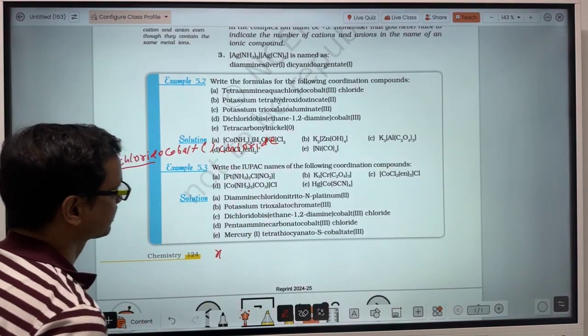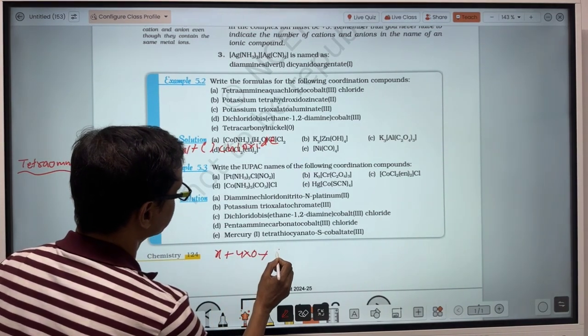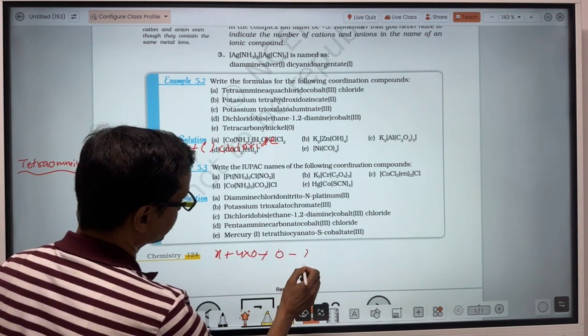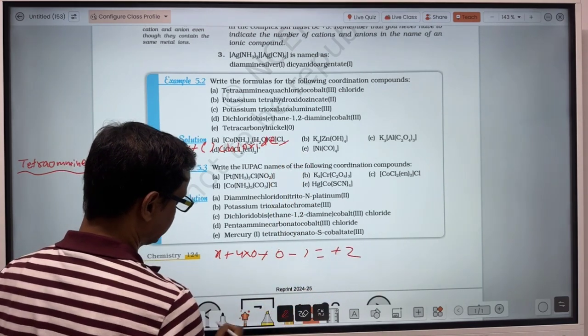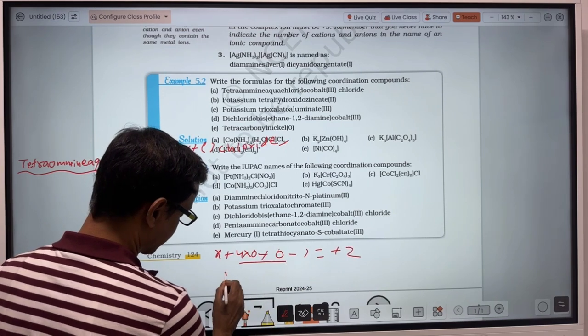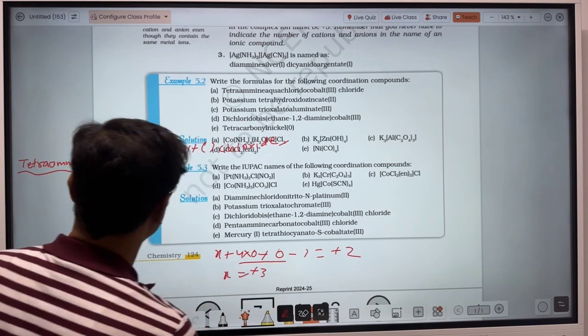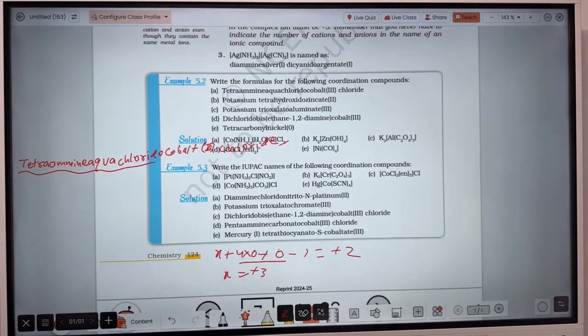Cobalt X, ammonia is here 0, here water is also 0, chlorine -1, and as a whole if 2 chlorine will go, so there will be +2. So here how much? This one 0, so X equal to 3 plus 3. So here 3, right, here 3 in the Roman word.